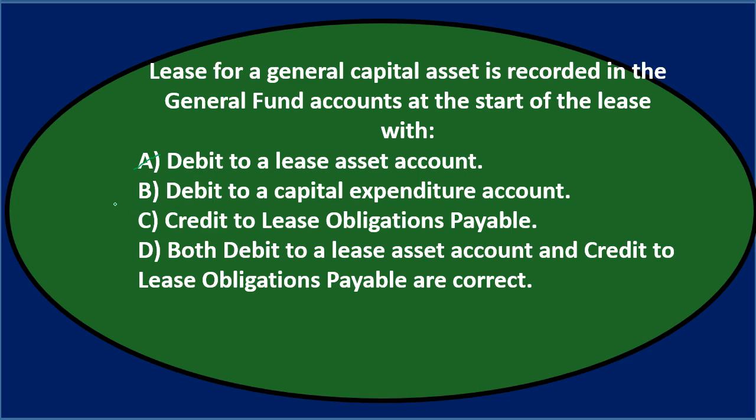Debit to a capital expenditure. Now, a capital expenditure is kind of like an expense, possibly, right? And then C says credit to the lease obligation payable. That's going to be a long-term liability. That was the answer to the last one. So last one was D, so it's not going to be that. And then D says both debit to the lease asset and a credit to the lease obligation payable. So we don't have the lease obligation payable because it's a long-term liability, not on the modified accrual. Therefore, the final answer is going to be B, debit to a capital expenditure account, which is kind of like an expense account item because it's going to be in the modified accrual.